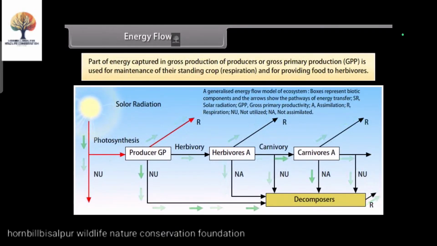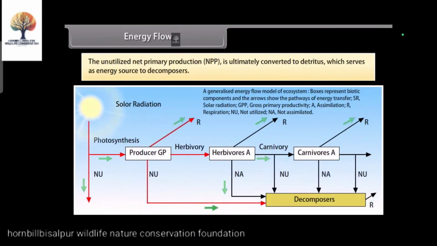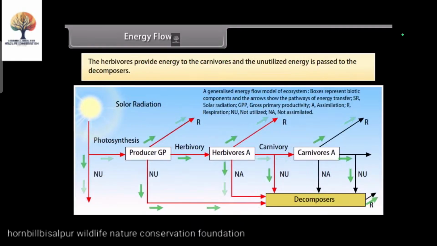standing crop, respiration, and for providing food to herbivores. The unutilized net primary production (NPP) is ultimately converted to detritus, which serves as an energy source to decomposers. The herbivores provide energy to the carnivores, and the unutilized energy is passed to the decomposers.